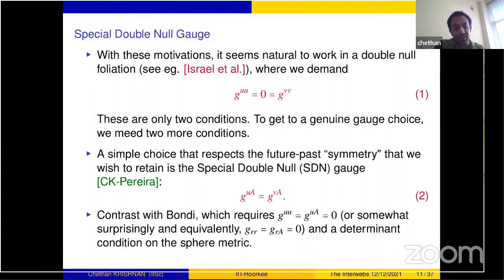a perfect, well-defined gauge. And the thing that we will choose, because we want to retain the symmetry between the future and past, is we'll set G_uA equal to G_vA. And this is what we'll call the special double null gauge. And just to contrast with Bondi, if you're familiar with the Bondi gauge, Bondi gauge is basically something like this. This is the definition of Bondi gauge, and it's only 3 conditions in 4 dimensions. So they also impose a determinant condition.